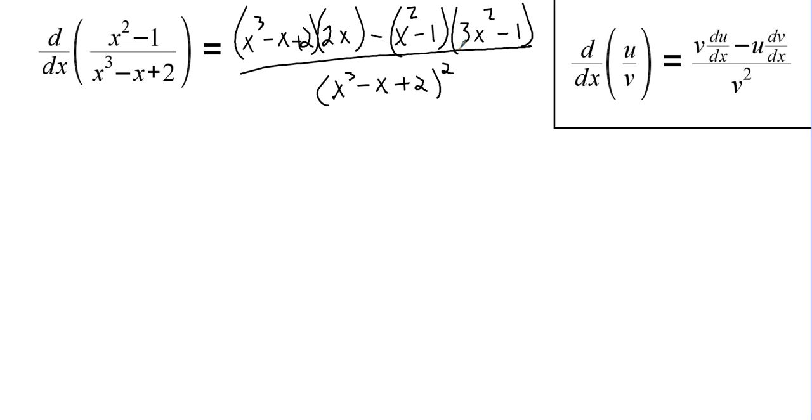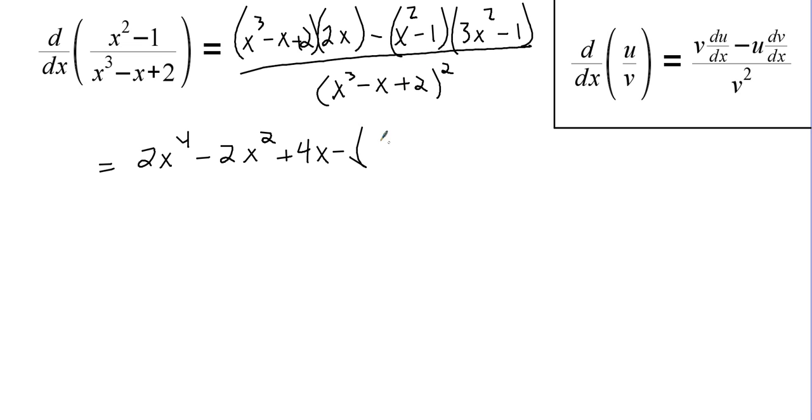So then we'll take a look at our numerator and distribute it out and try to combine like terms. So 2x times x cubed is 2x to the fourth. Negative x times 2x is minus 2x squared, and plus 2 times 2x is plus 4x, minus, and then we'll distribute out the other two binomials in the numerator.